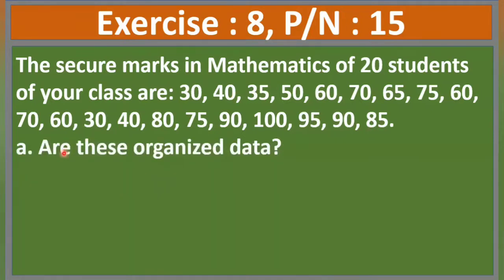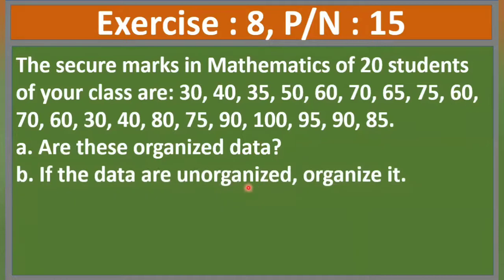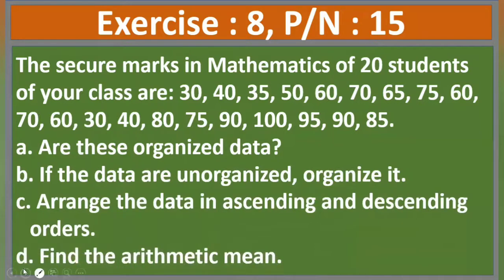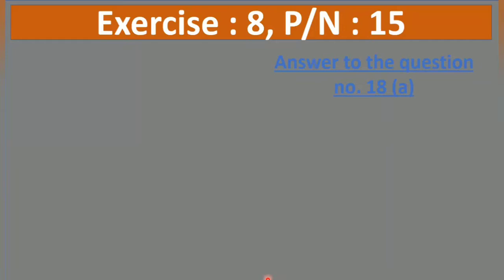So in A, it is asked: are these organized data? And in B, it is said that if the data are unorganized, then organize it. In C, the question is: arrange the data in ascending and descending orders. In D, it says find the arithmetic mean. So dear students, are you thinking this math is so tough? No, it's very easy from our basic discussion. Okay, let's solve the math.